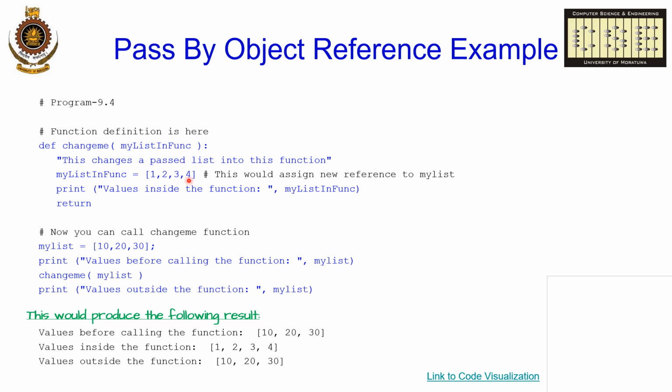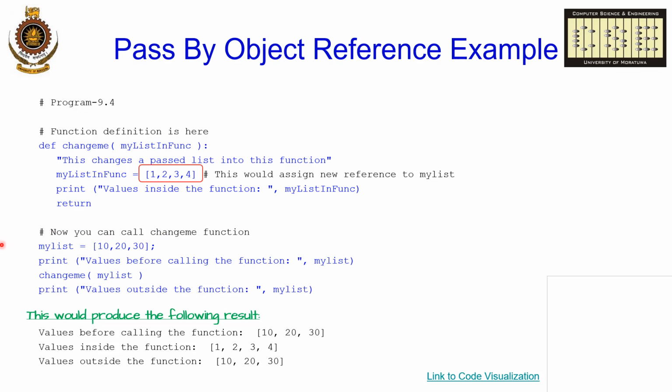But look at the change here, the difference from the previous slide. So mylistinfunc is assigned 1 2 3 4. A new list is assigned to this mylistinfunc. So here again we print the values inside the function. This mylistinfunc is printed again, right?